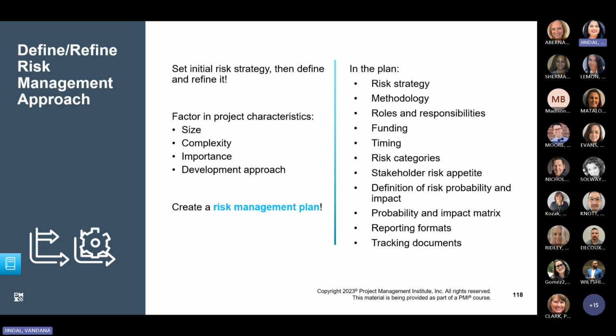Okay, so next we have the risk management plan, which also involves identifying the potential risks, assessing their impact, and then planning the strategies to manage them. These four are the factors that we have to factor in: the size, complexity, importance, and development approach.